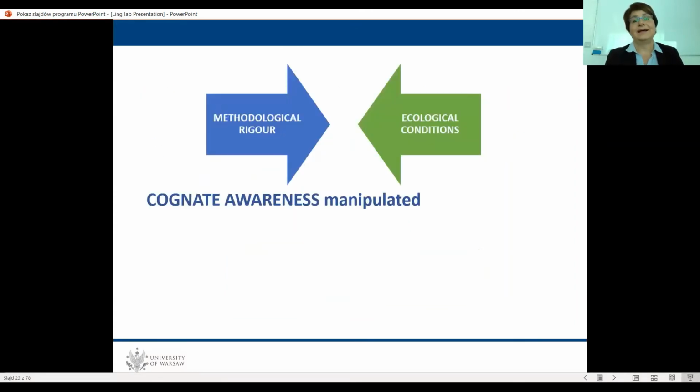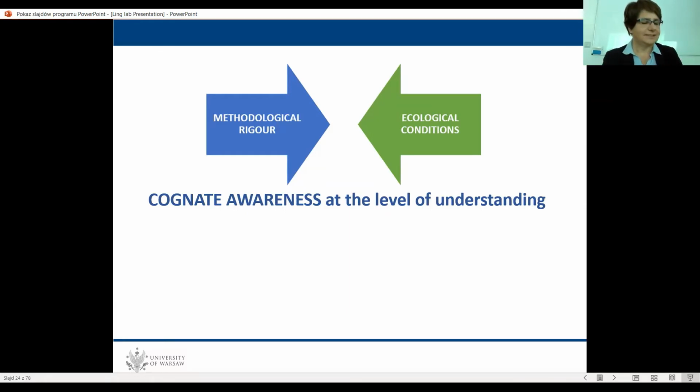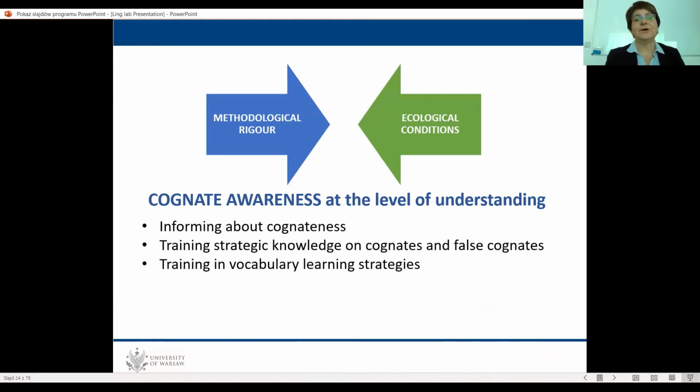In both studies, we try to manipulate awareness of the participants, at the level of understanding. So we made people aware that there are certain rules, that there are certain types of words. We informed them about cognateness, we trained strategic knowledge on cognates and false cognates so that they can benefit from that. We trained vocabulary learning strategies focused on cognateness.